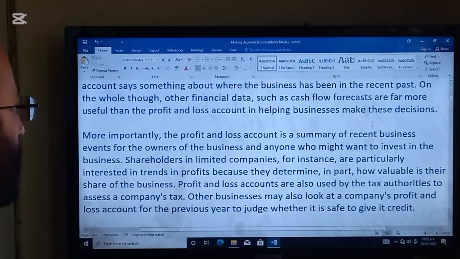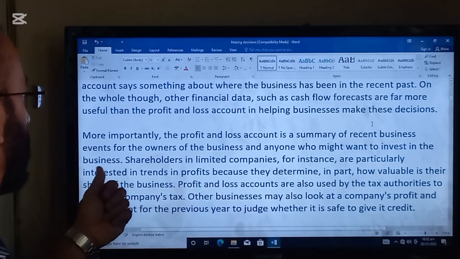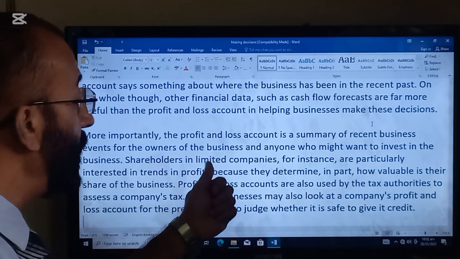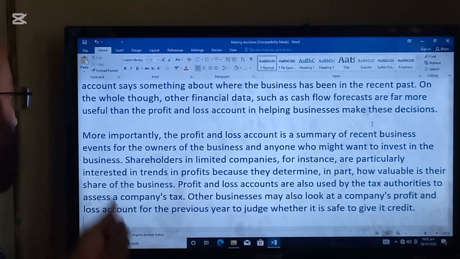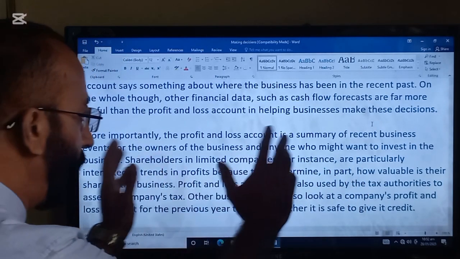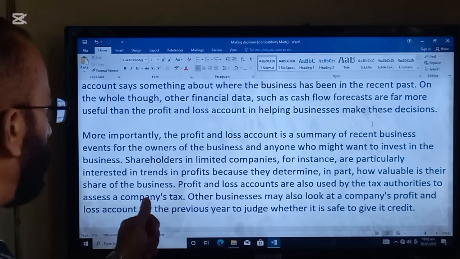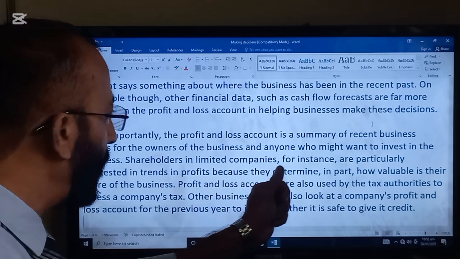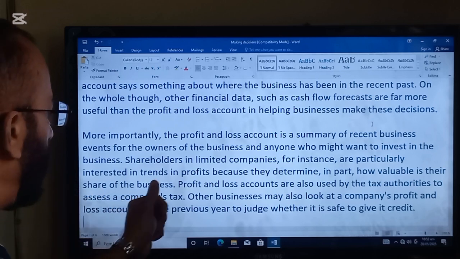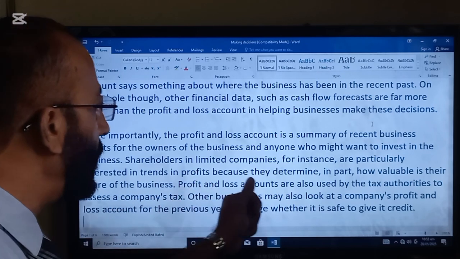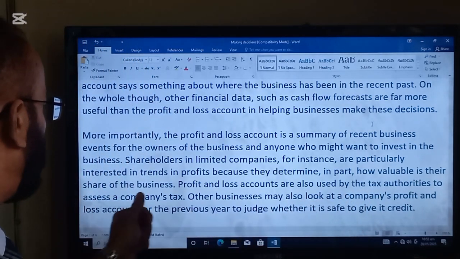More importantly, the profit and loss account is a summary of the recent business events for the owners of the business and anyone who might want to invest in the business. So these are the uses of the profit and loss account. Shareholders in limited companies, for instance, are particularly interested in trends in profits because they determine in part how valuable their share of the business is.